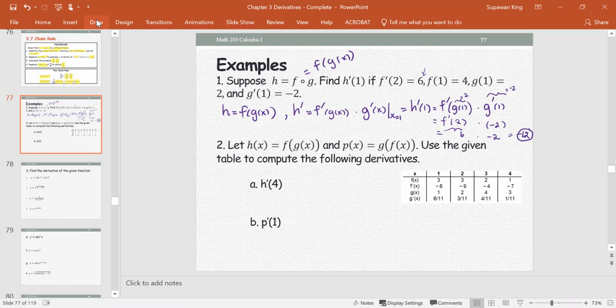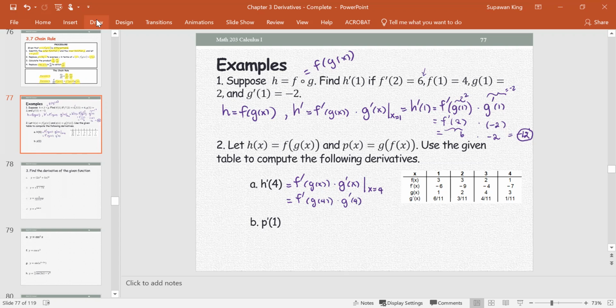Example 2. Let h of x be f composed with g, and p of x be g composed with f. Use the given table to compute the following derivatives. The h prime at 4 is f prime of g of x multiplied by g prime of x, where x equals 4. Replace the value x with 4. So f prime at g at 4 multiplied by g prime at 4.